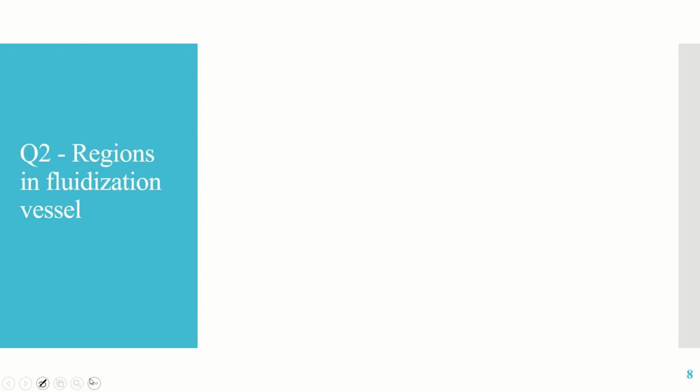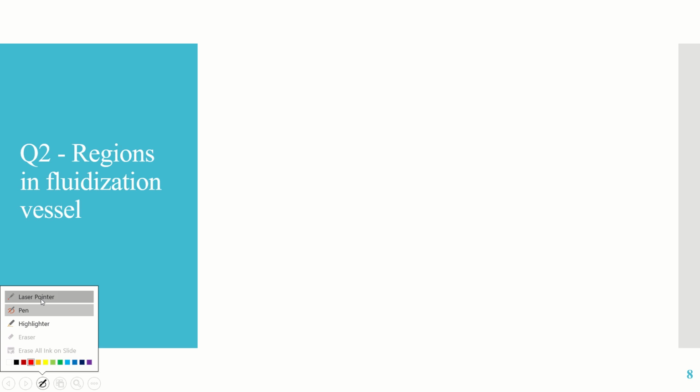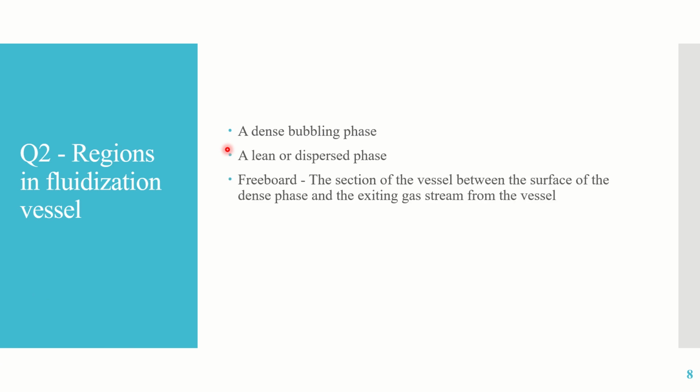So we'll move on to question 2 actually. In question 2 itself there is an explanation given for the regions. So in a fluidized bed we have various regions when it is bubbling. So it is explained here: the dense bubbling phase zone, as we saw, the bottom region, followed by the top or the lean or dispersed phase zone, and it is the freeboard section, the section of the vessel between the surface of the dense phase and the exiting gas stream from the vessel.